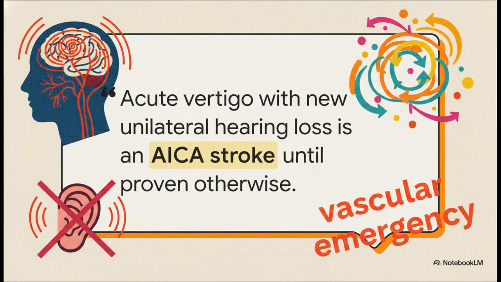And here's the second pearl. This one is absolutely critical. A patient presents with sudden, acute vertigo and new hearing loss on one side. Your brain might want to jump to labyrinthitis. You have to fight that urge. Your default diagnosis must be an AICA stroke until proven otherwise. This is a vascular emergency, full stop.